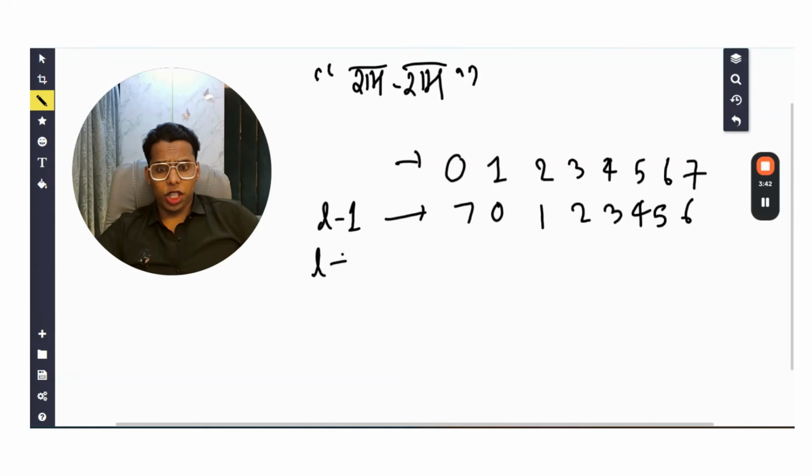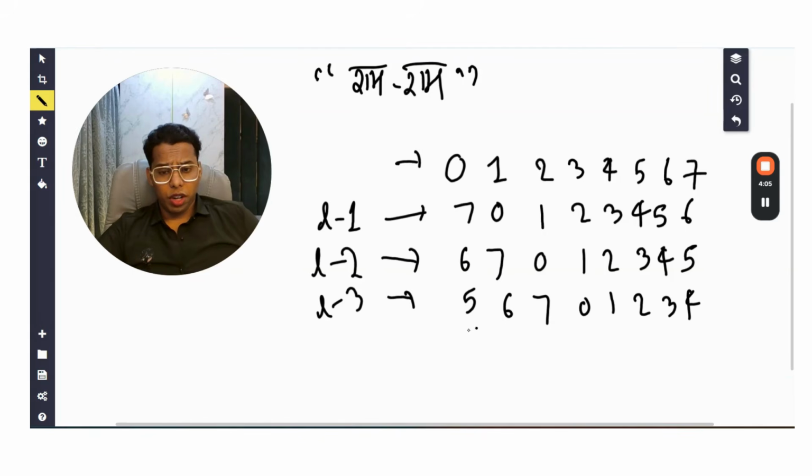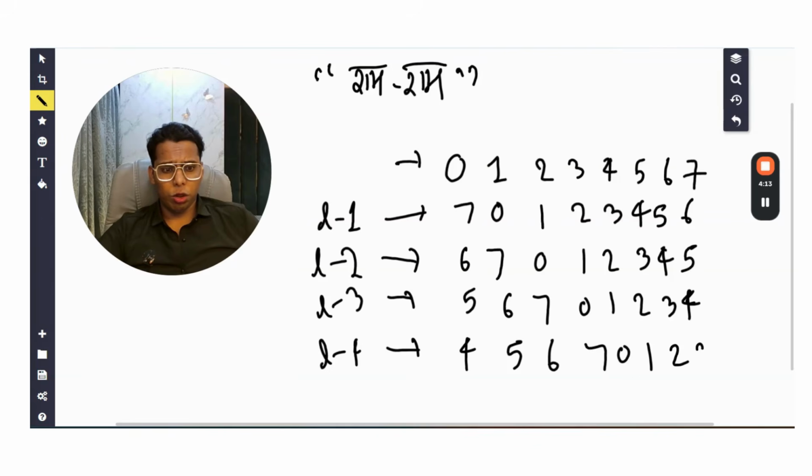Then left rotation 2. It would look like now 6 will go ahead. So 6, 7, 0, 1, 2, 3, 4, 5. Left rotation 3: 5 would go ahead. 5, 6, 7, 0, 1, 2, 3, 4. Left rotation 4 would look like 4, 5, 6, 7, 0, 1, 2, 3.